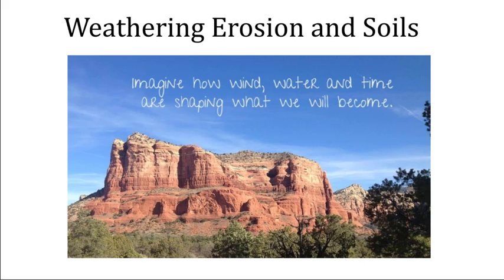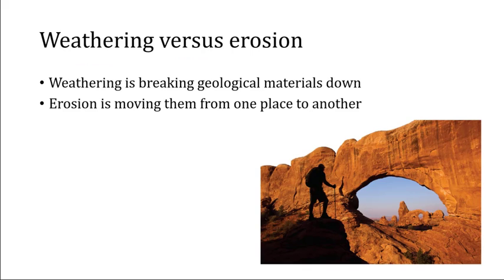Remember that weathering is breaking geological materials down either physically or chemically. And erosion is then moving those materials from one place to another, right? So when water running over rock dissolves some of the chemicals in it, that's chemical weathering. When rock gets broken down into little pieces, that's physical weathering. And then as all that stuff washes downstream or washes away, that's erosion, right? So weathering and erosion.